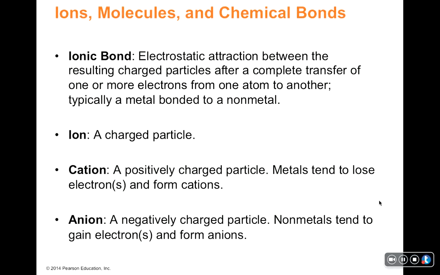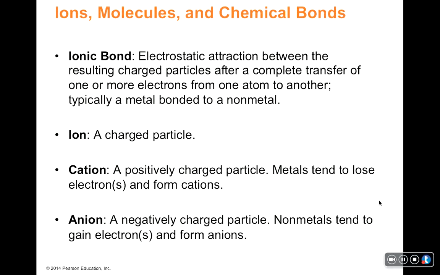I've mentioned this a bit already. So ionic bonds are ones where there's a transfer of one or more electrons from one atom to another. It is a metal bonded to a nonmetal. The ion that results is that charged particle, either positively or negatively charged. And then to denote the two, a cation is an ion that's positively charged, and an anion is one that's negatively charged. Some important points here.